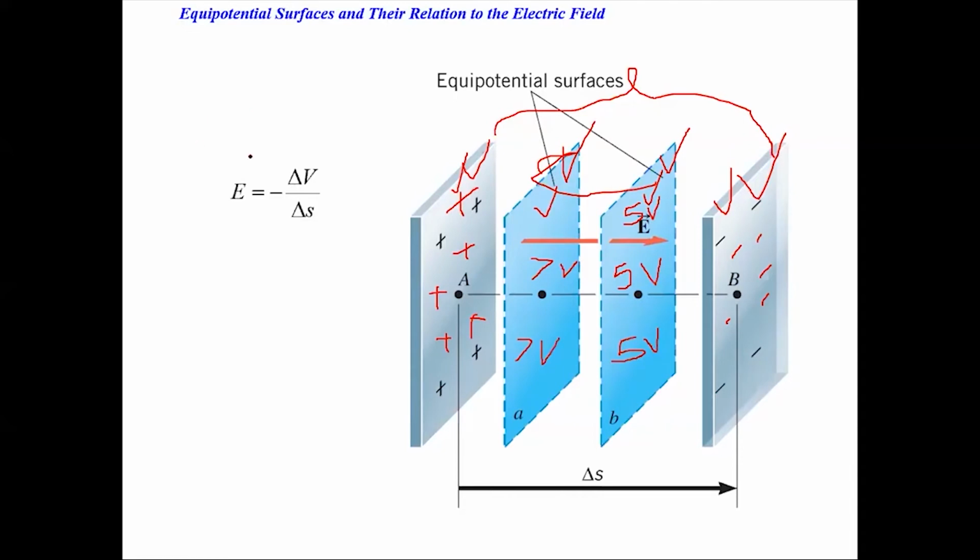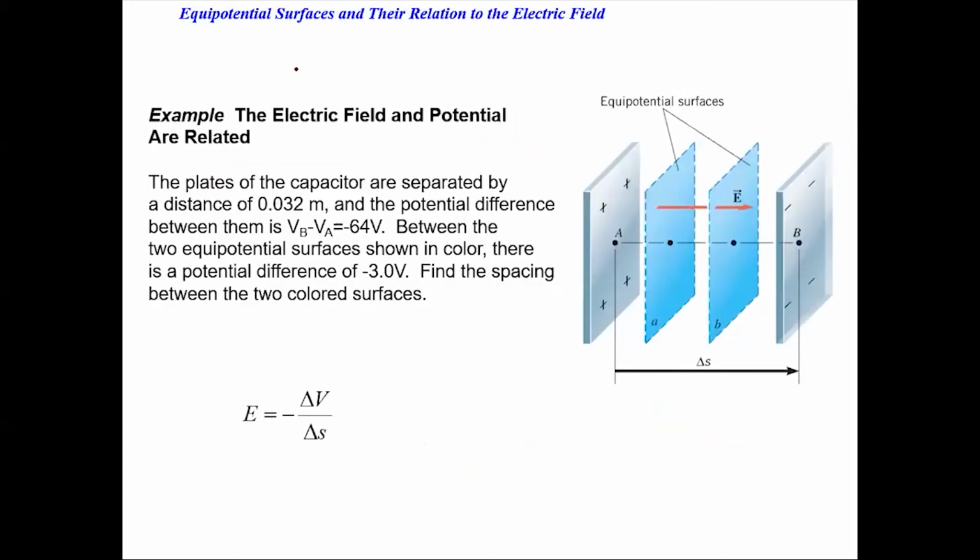So what is the formula for the electric field between these two plates? How do you find the electric field at any point in between, say right here, or this point, or this point? That is given by this formula. Or you can use the other formula too, right? You have two formulas. In this case, I'm going to use this formula. Okay, now let's do this problem then. So, for example, the electric field and potential are related, obviously. This is how they are related.